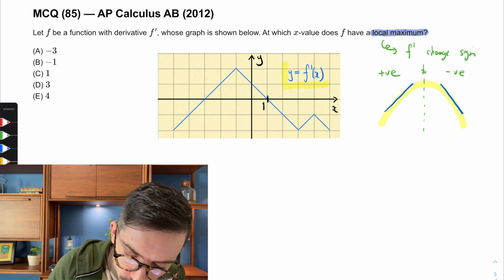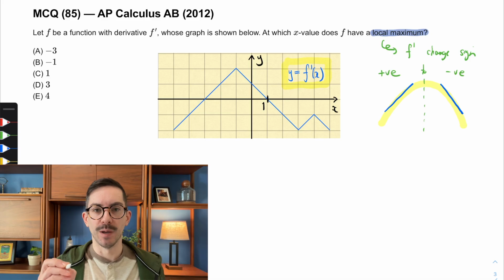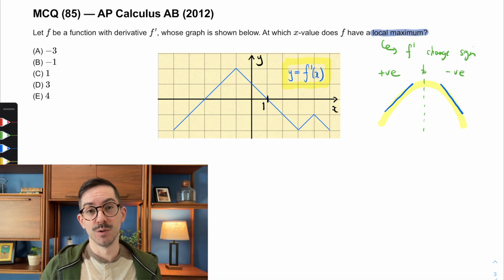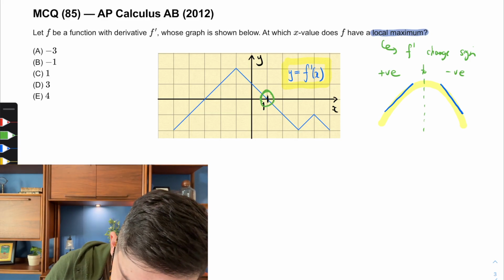So remembering here that we are looking at the graph of f prime, where do we see f prime changing from positive values above the x-axis to negative values below the x-axis? Well, it's pretty clear, right? It happens at this value here.